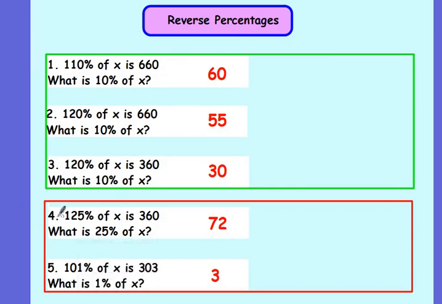For the last two, I said if 125% of a number is 360, what's 25%? To work that out, I needed to divide by 5. And for the last question, I said if 101% of x is 303, what's 1%? I needed to divide it by 101. Well done if you got that right.